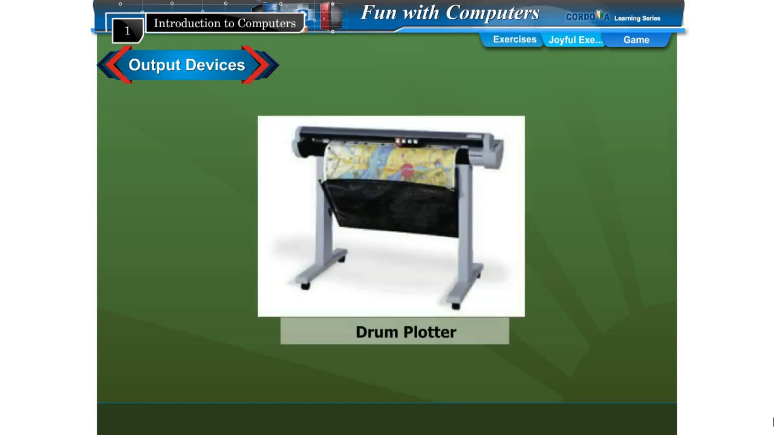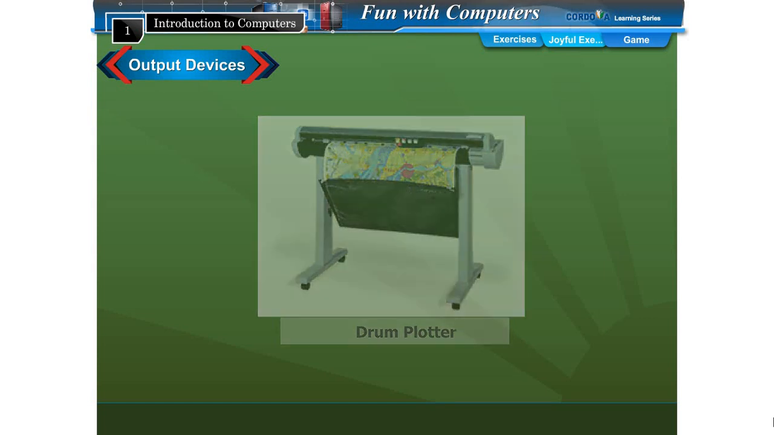Drum plotter. This plotter consists of a drum or roller on which a paper is placed and the drum rotates back and forth to produce the graph on the paper. Drum plotters are used to produce continuous output, such as plotting earthquake activity.